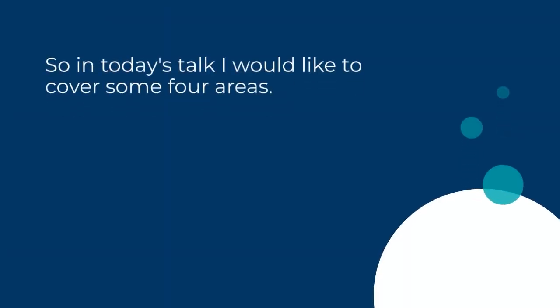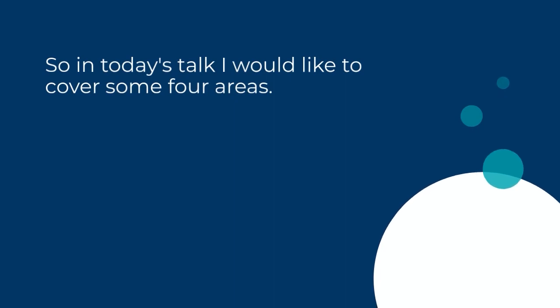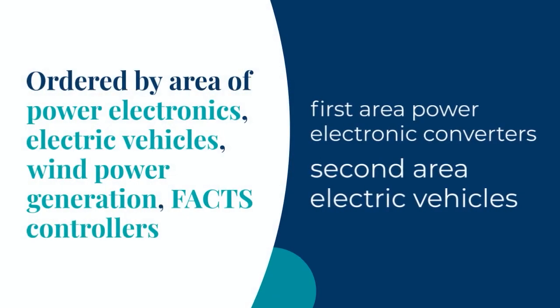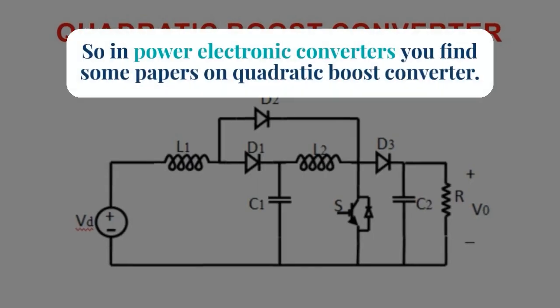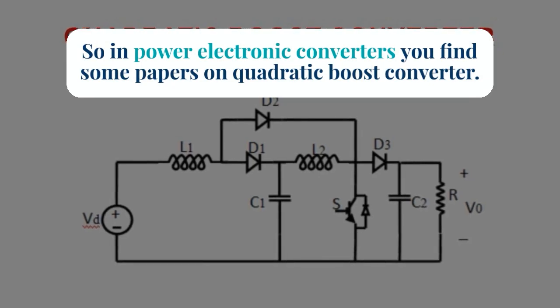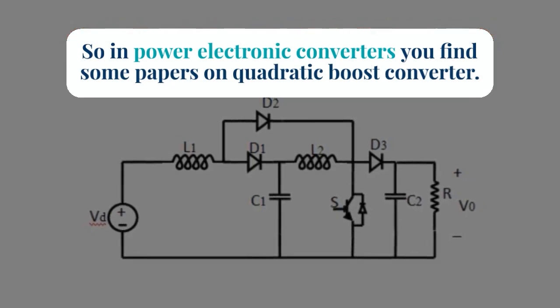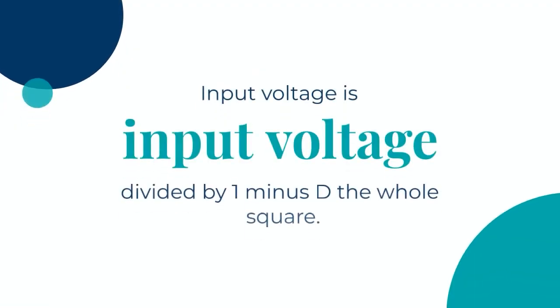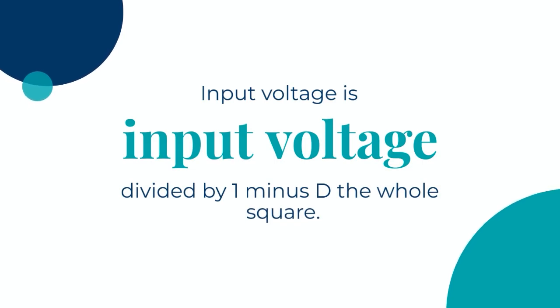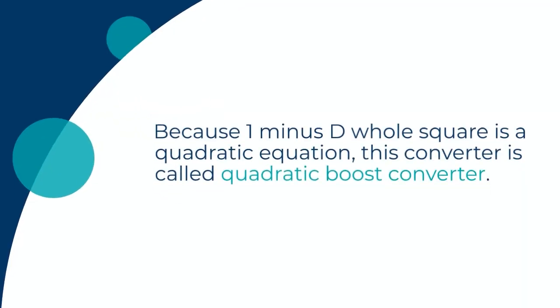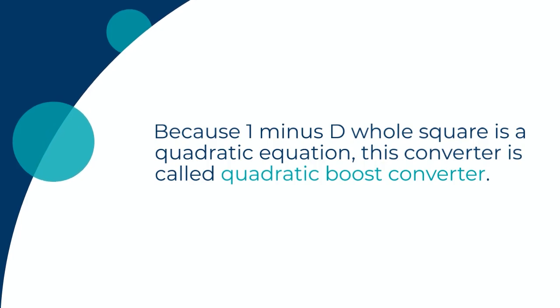So in today's talk, I would like to cover 4 areas. First area, power electronic converters. Second area, electric vehicles. Then wind power generation and FACTS converters. In power electronic converters, you find some papers on quadratic boost converter. Output voltage is input voltage divided by (1 minus d) the whole square. Because (1 minus d) whole square is a quadratic expression, this converter is called quadratic boost converter.